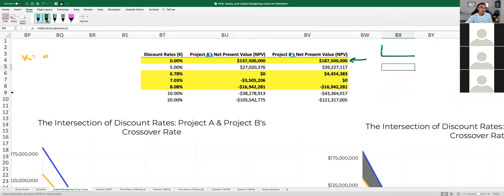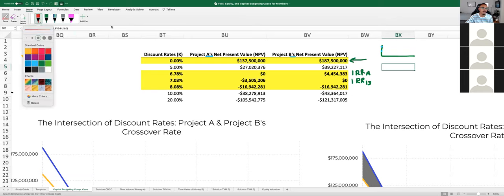Then I would care about, obviously, the IRR. So you'd have IRR for A and you'd have IRR for B. These are important points. These would be points along the horizontal axis, right? Super important. Then you need to find this, which is going to be your crossover rate. Very important.